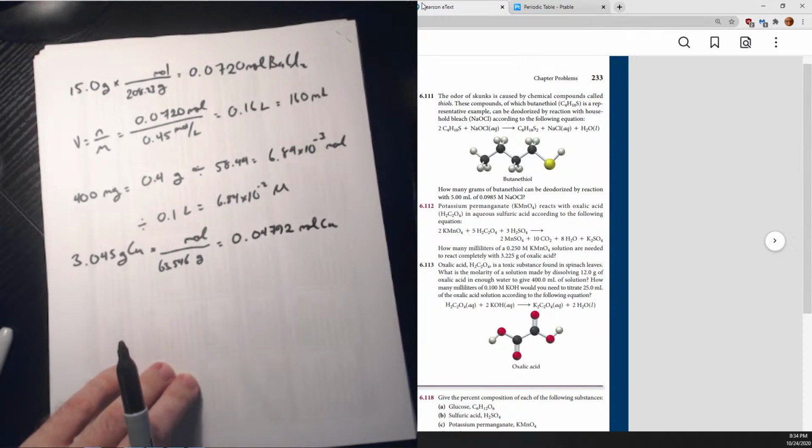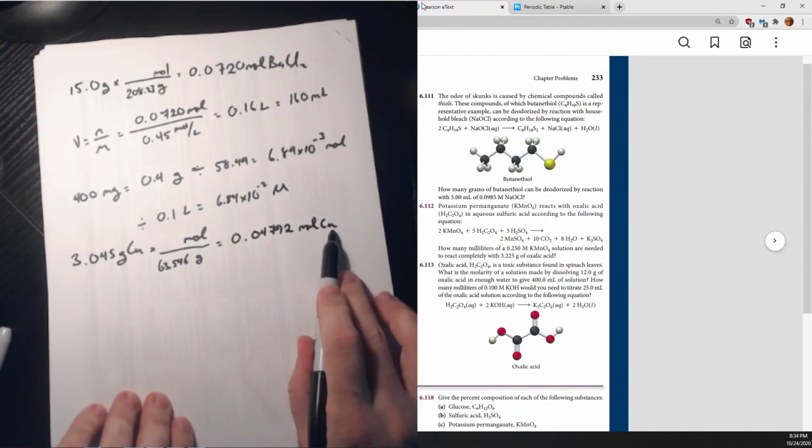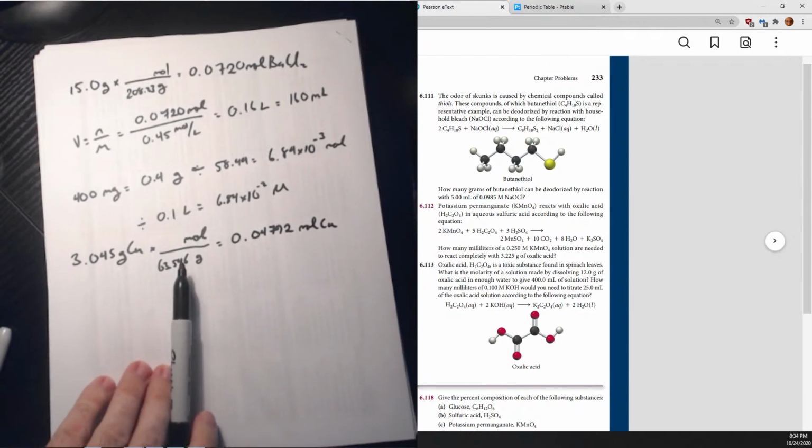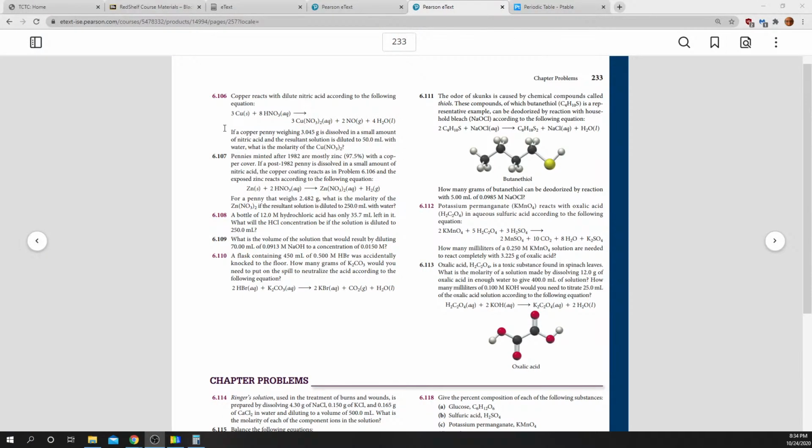Now here's the thing. They give us moles of copper, but they ask for the concentration of the copper nitrate. And if you look at this equation, 3 moles of copper turns into 3 moles of copper 2 nitrate. So technically we do need to convert, but it's times 3 over 3. Because 3 moles of copper 2 nitrate is produced for every 3 moles of copper consumed. So no skin off the nose there.